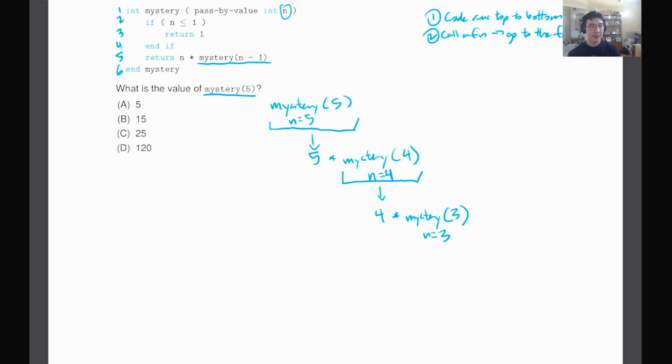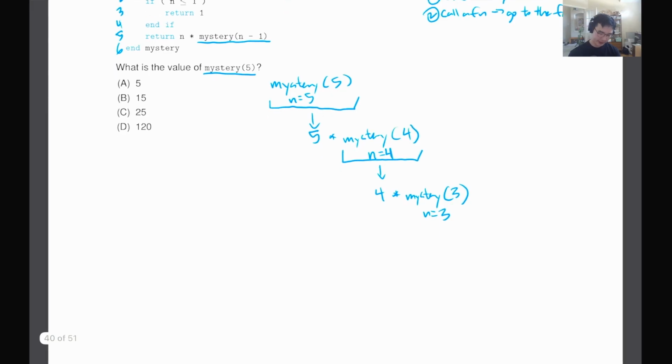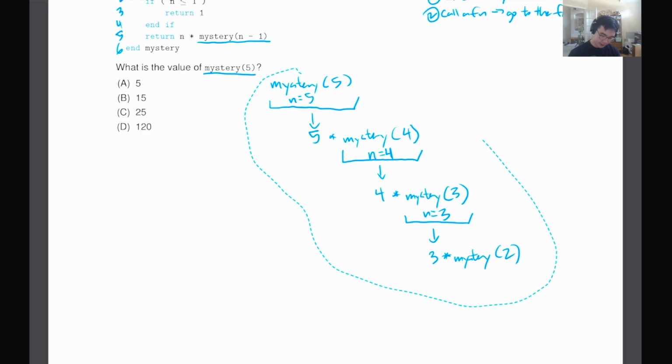Is 3 less than or equal to 1? That is false. So we skip the if portion and we go to line 5 and we return n times mystery n minus 1. Well, what is mystery n minus 1? We don't know that yet. So I'm going to put a bookmark here and I'm going to say this is equivalent to returning n, which is 3, times mystery n minus 1, which is 2. And I'm just going to go ahead and move this over to the side a little bit.